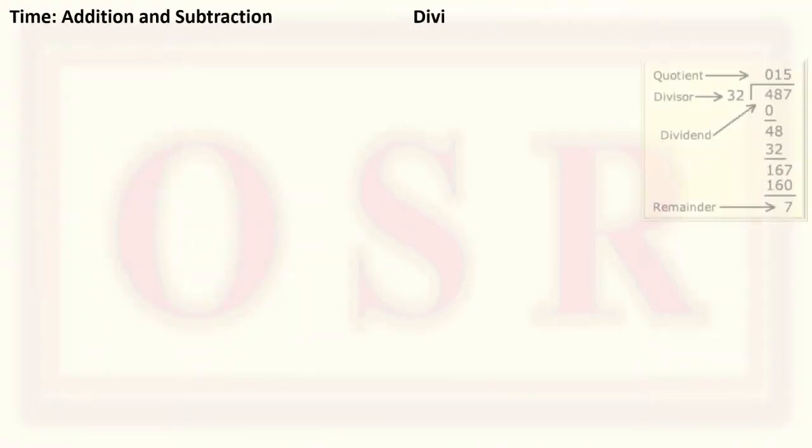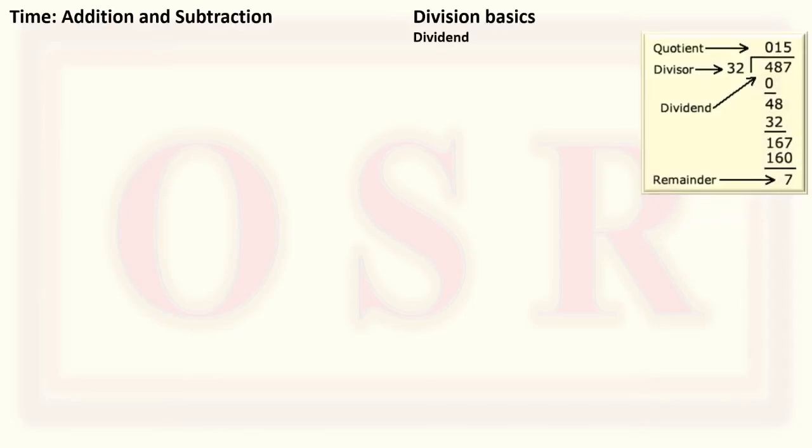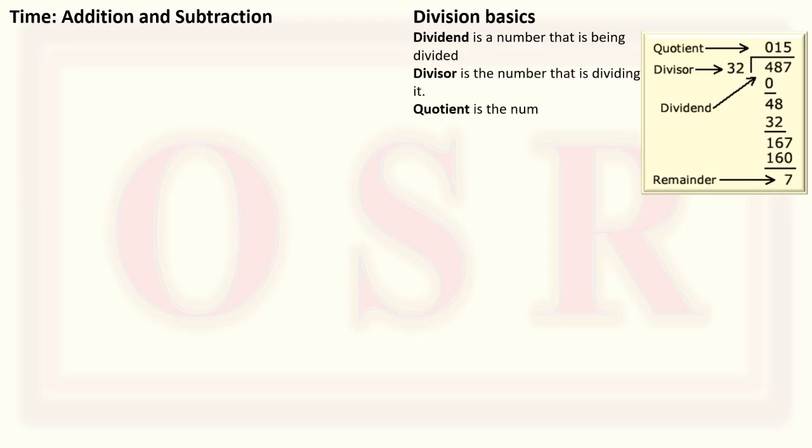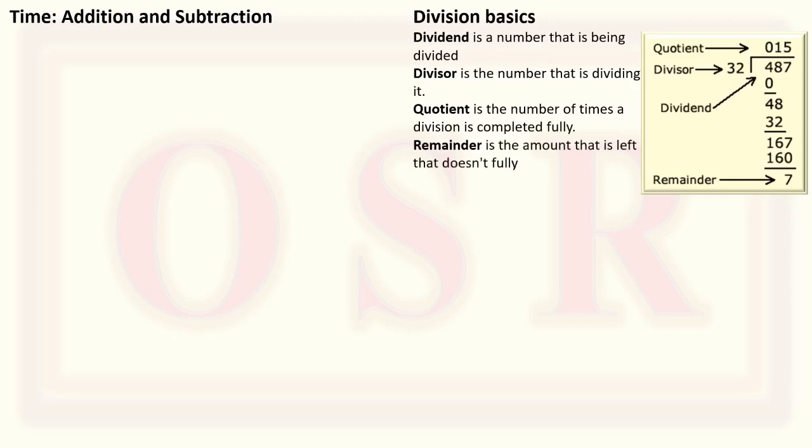Time, addition and subtraction. First we'll cover division basics. Dividend is the number that is being divided. Divisor is the number that is dividing it. Quotient is the number of times a division is completed fully. Remainder is the amount that is left that doesn't fully go into the divisor. Look at the picture alongside. Okay, we will be using these basics for our time addition and subtraction.